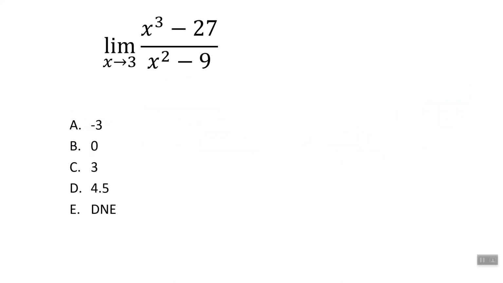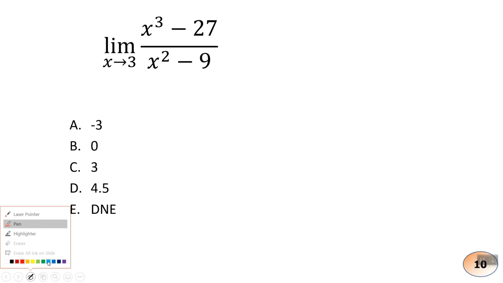All right, give this one a try. If you need to pause the video, you can pause the video. It does involve some factoring. All right, so if we redo this, let's switch colors. So if we plugged in, 3 cubed is 27. 27 minus 27 is 0. 3 squared is 9. 9 minus 9 is 0. It is indeterminate.